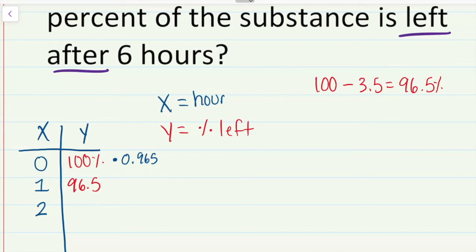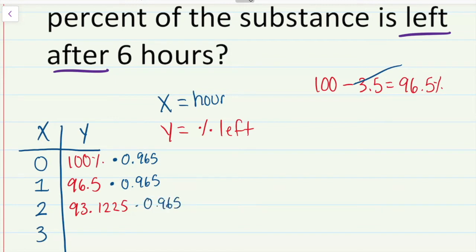A lot of people might say, oh, Mr. Milano, just subtract by 3.5. No, because this is your new 100%. That's your new total. So you've got to keep doing the same thing, times 0.965, to see how much you have left. So times 0.965. So you actually have 93.1225.